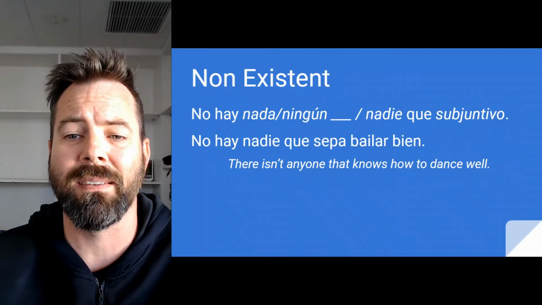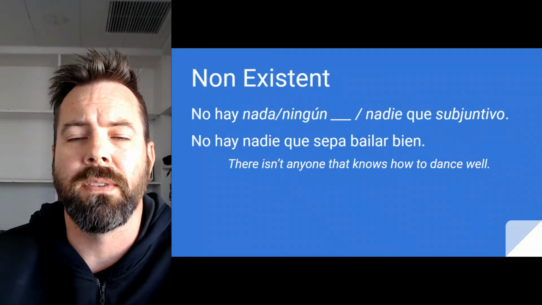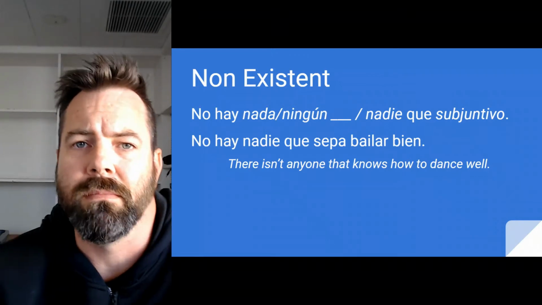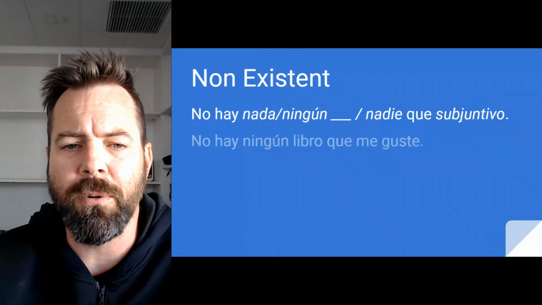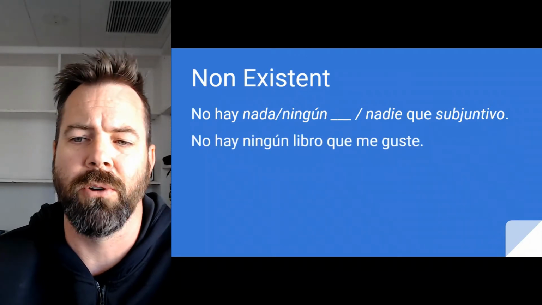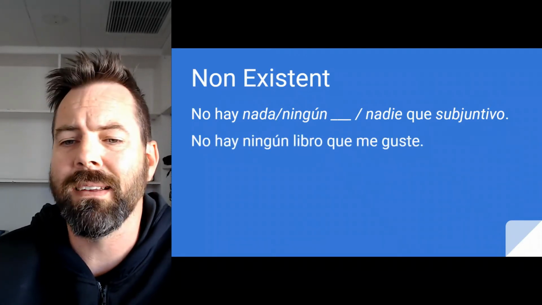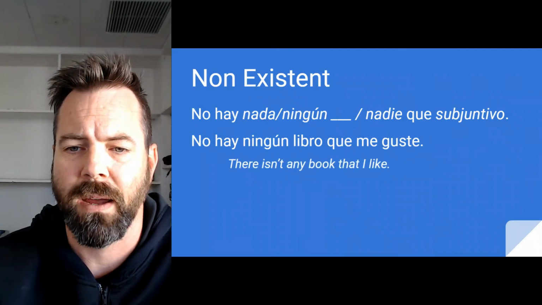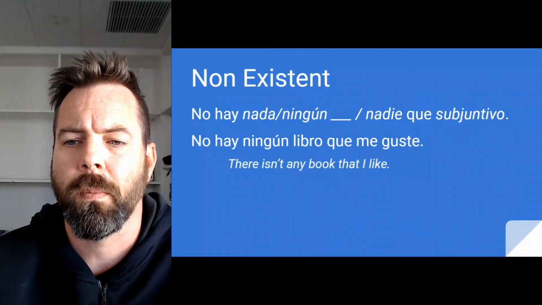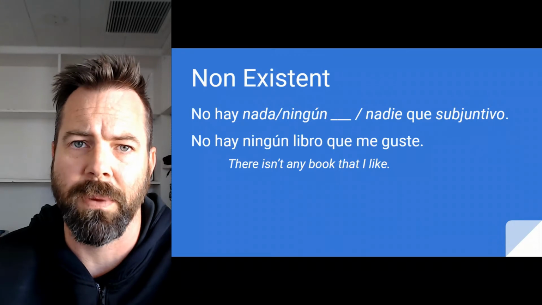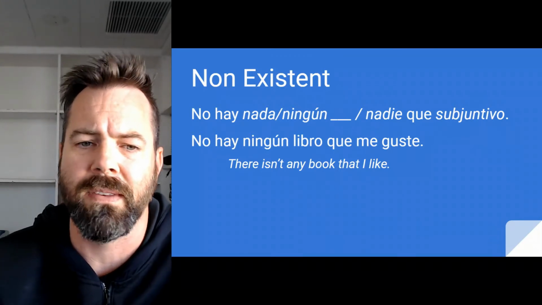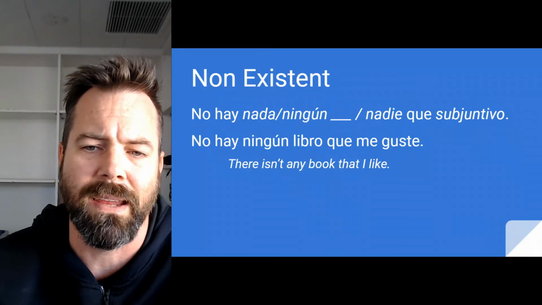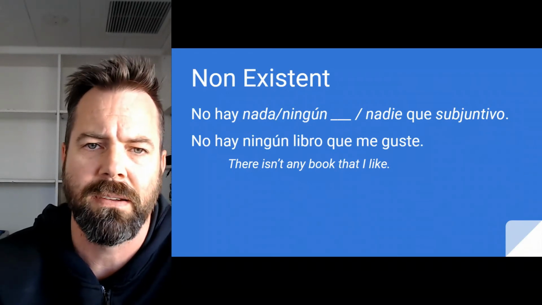That sepa has to be subjunctive because it's a hypothetical person. Right? That person doesn't exist. Okay. Another example: no hay ningún libro que me guste. There isn't any book that I like. So guste would be the subjunctive part because that is caused by all the beginning parts of the sentence. Like there isn't anything that I like. No hay ningún libro que me guste.